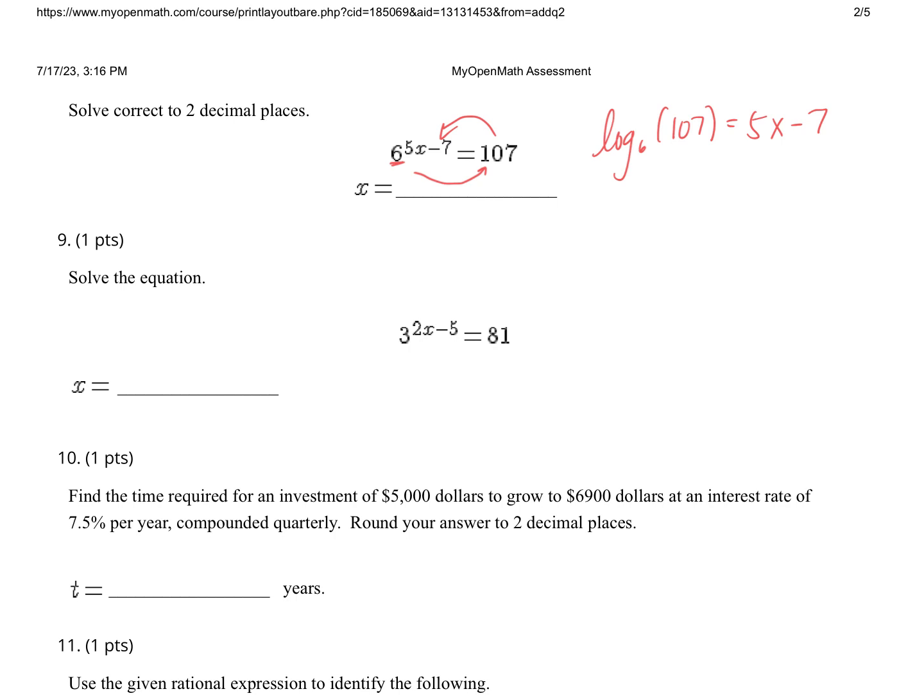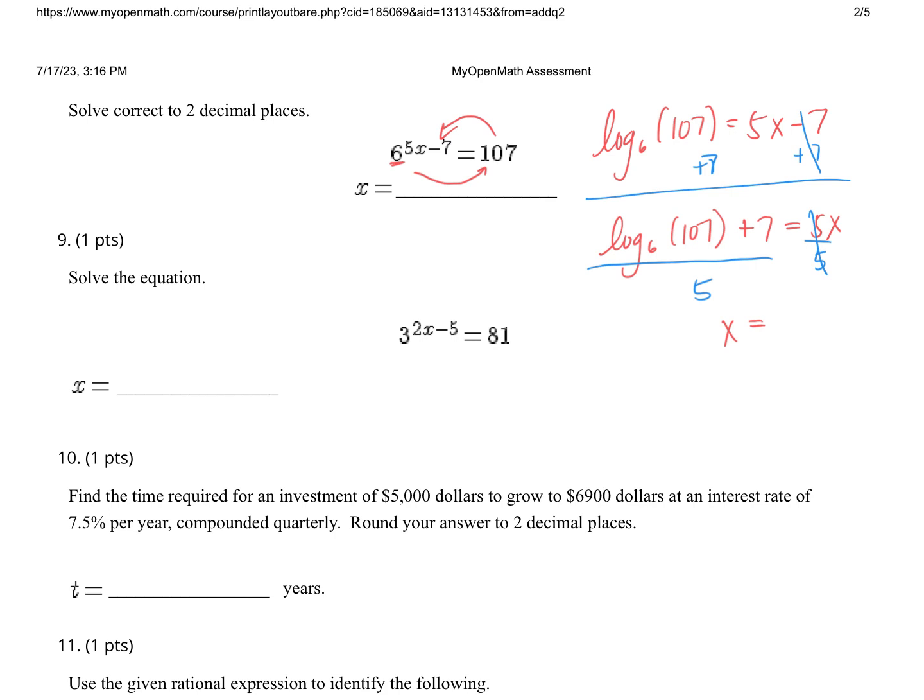And then we can just solve this. So we would add 7 to both sides. So we have log base 6 of 107 plus 7 is equal to 5x. And then we would divide both sides, the entire side, by 5. So we would have x equals this whole thing.